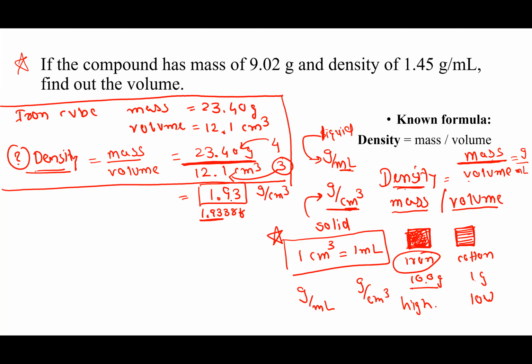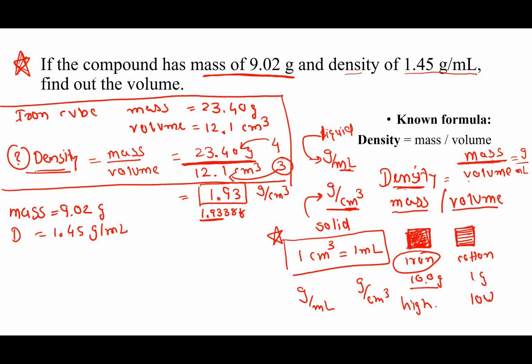But here is something more challenging that I want to go over right now. I know it may not be that challenging for some of you, but for some it's a little bit more challenging. Let's say you have a compound that has a mass of 9.02 grams. Mass is something you already have, right? The mass is 9.02 gram and the density is 1.45 gram per mL. The density value has been given to you.